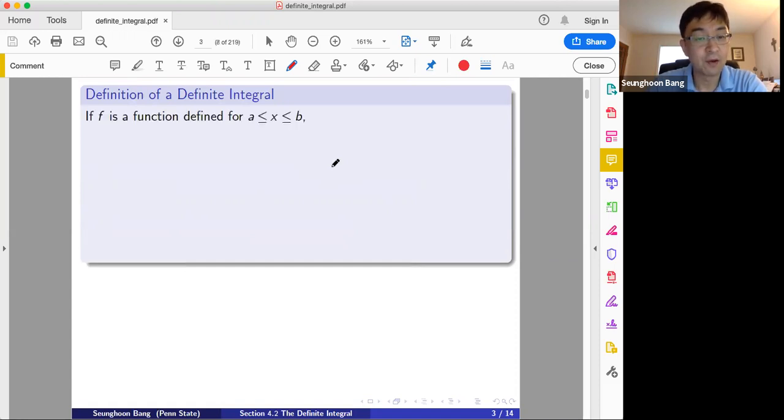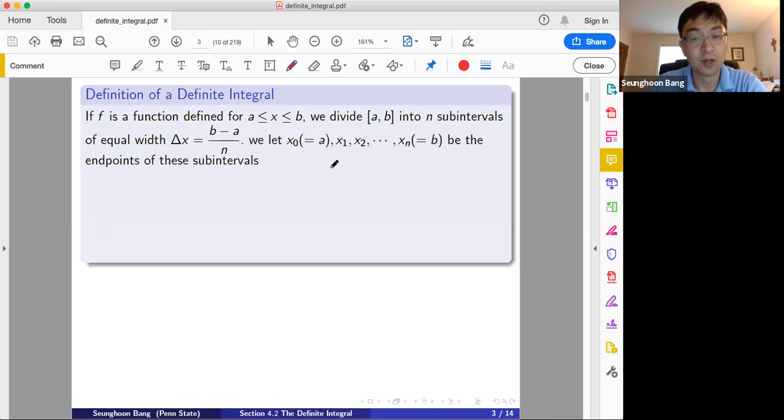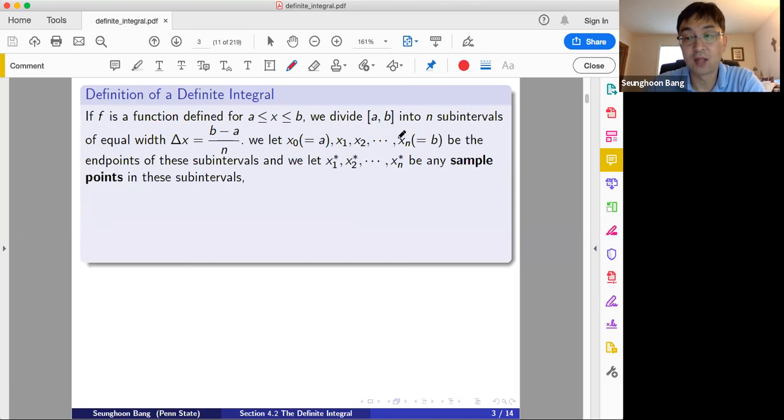If f is a function defined for x between a and b, we divide the interval [a, b] into n subintervals of equal width delta x, which is (b minus a) over n. We let x0 equal a, the next point is x1, the next one is x2, and we keep going. The last one is xn equal to b, the endpoints of these subintervals. We choose sample points x1 star, x2 star, up to xn star, where xi star lies in the ith subinterval [xi minus 1, xi].